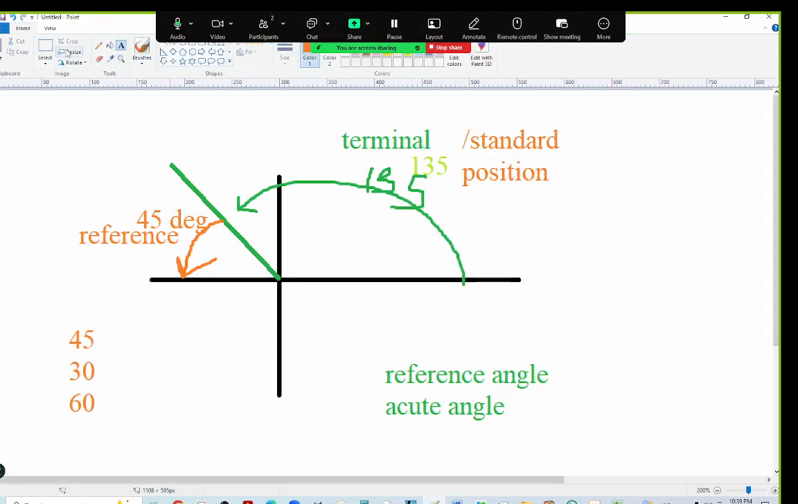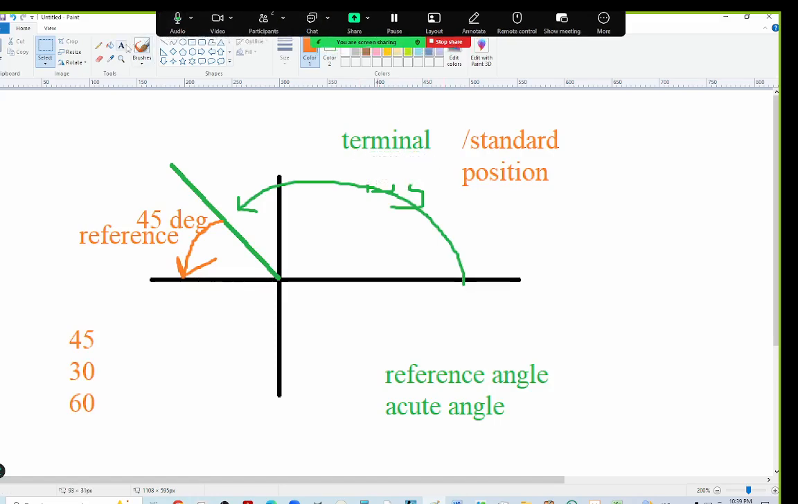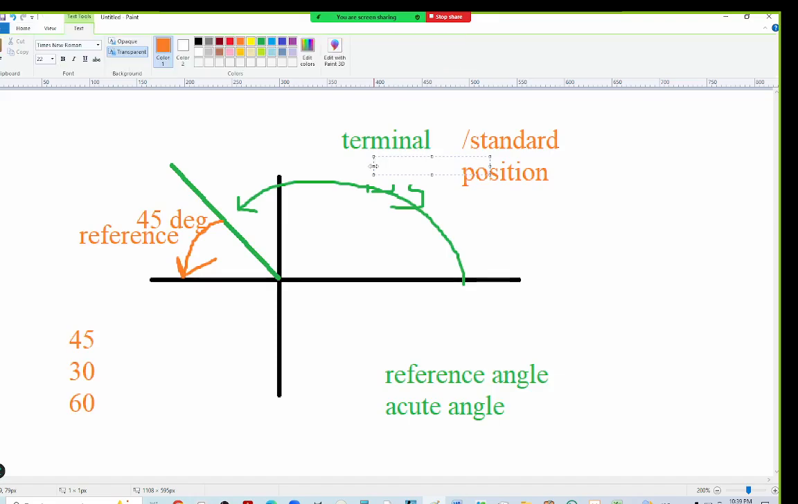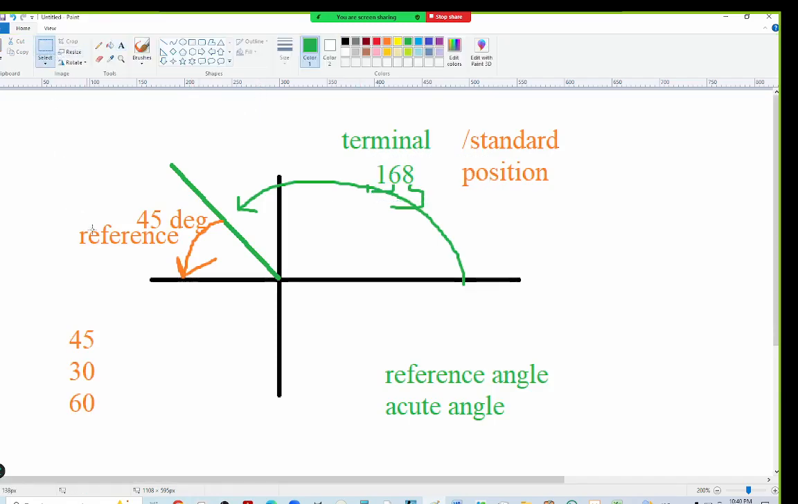So in this first question they give us, instead of 135, they tell us the standard angle or the terminal angle is 168. They're telling us the terminal angle in this green is 168, and they want to know the reference angle right over here. How would we figure it out? You do 180 minus 168. Yeah, that's right. It's 22 degrees. So that's the reference angle.